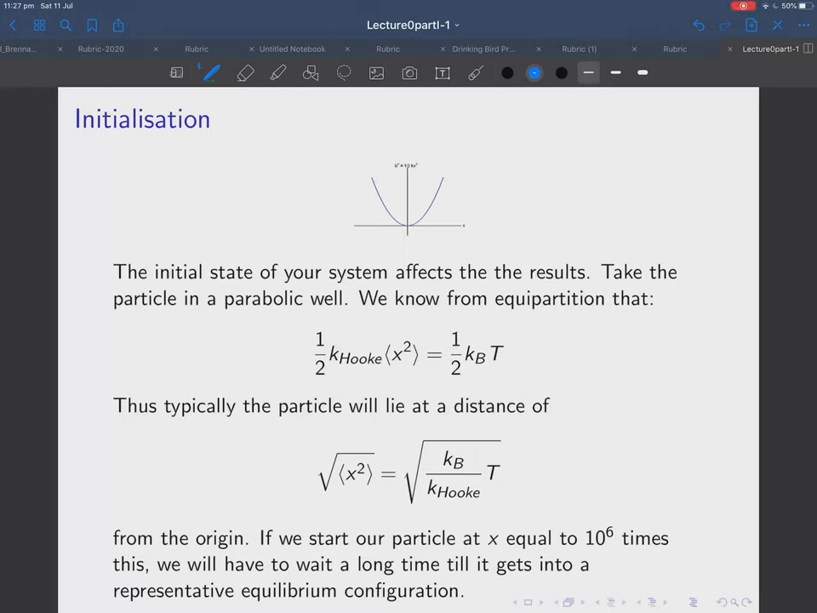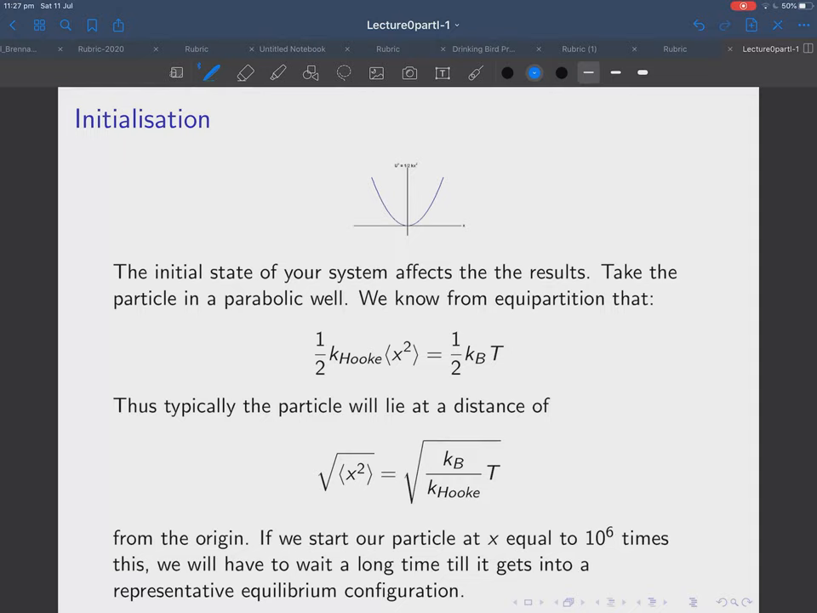Okay, this is part two of the lecture on Metropolis Monte Carlo. We talked before about how the algorithm works. And now we're just going to talk a little bit about initialization, what you do when you're starting off, because that can be quite important.